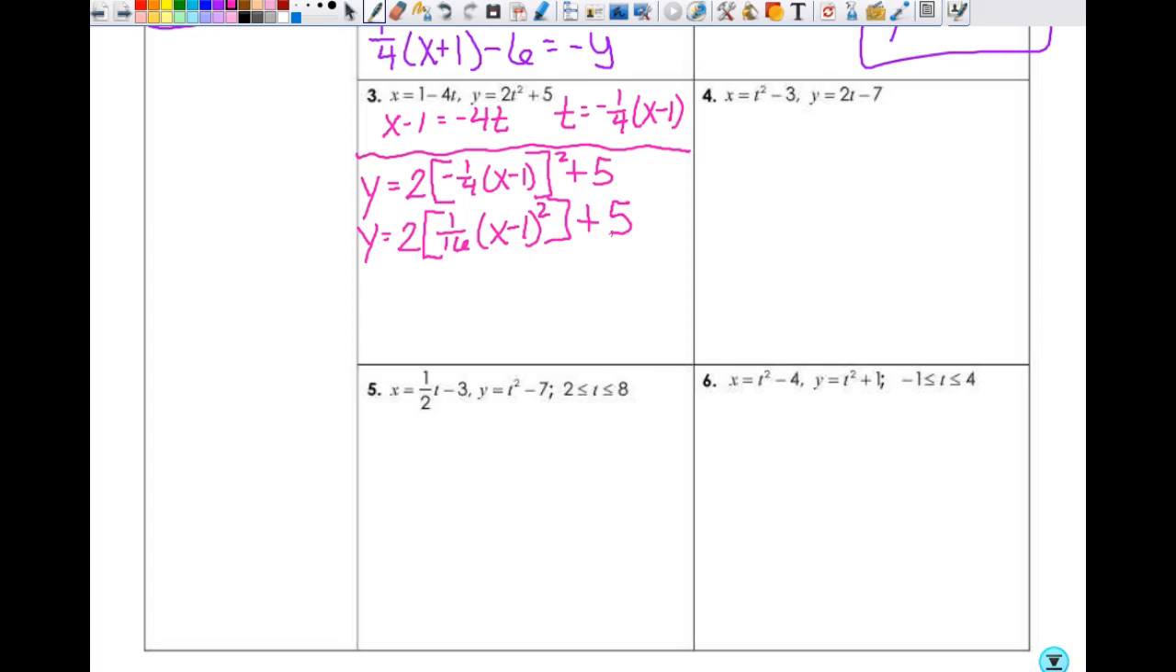So I still have to multiply by 2. That will give me y equals 1/8 times x minus 1 squared plus 5. And I'm done. Okay, everybody okay with that? Any questions at all? All right, you work on number 4. Get it started, because I'm going to go get my paper so I can make sure that I'm right on these. Sorry.